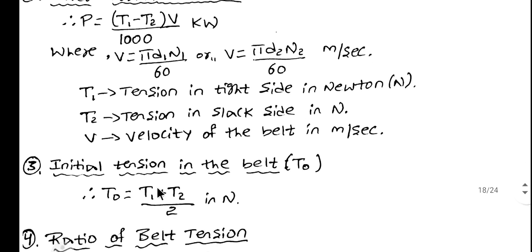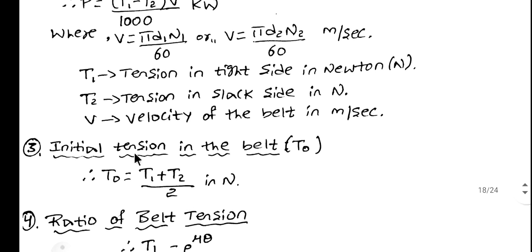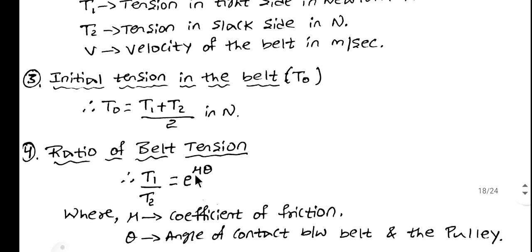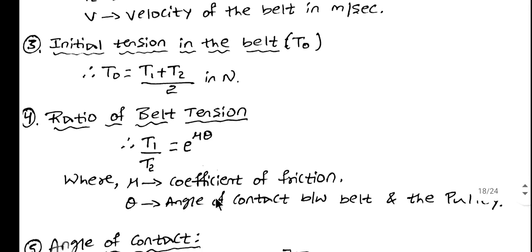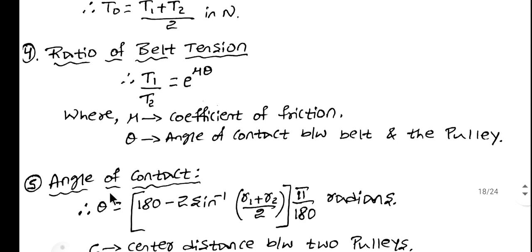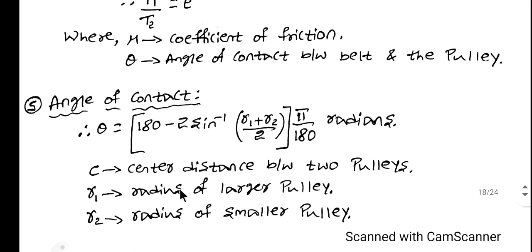Next, initial tension in the belt T0 is equal to (T1 plus T2) divided by 2. T1 and T2 are the tension in the tight side and slack side. Ratio of belt tension, I derived this relationship. From that I have taken this equation, and mu is the coefficient of friction. Theta is the angle of contact between the belt and the pulley.